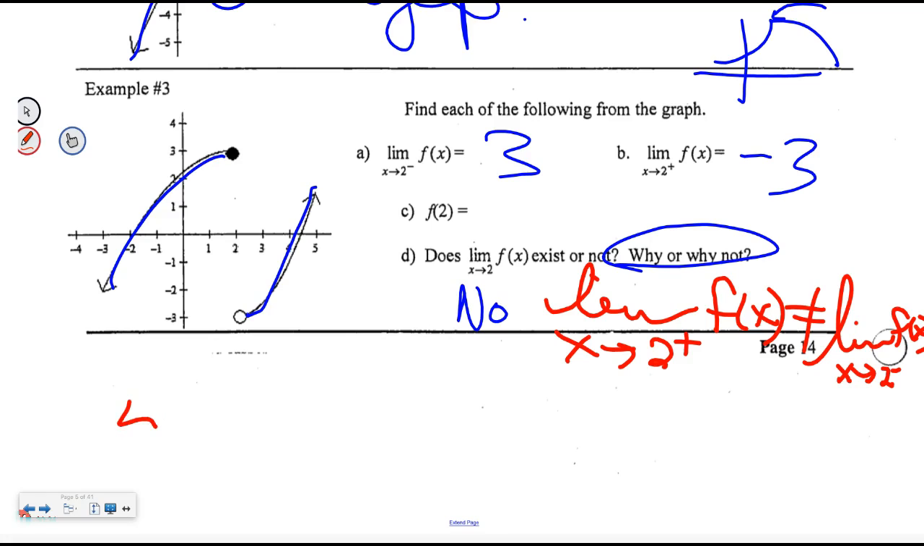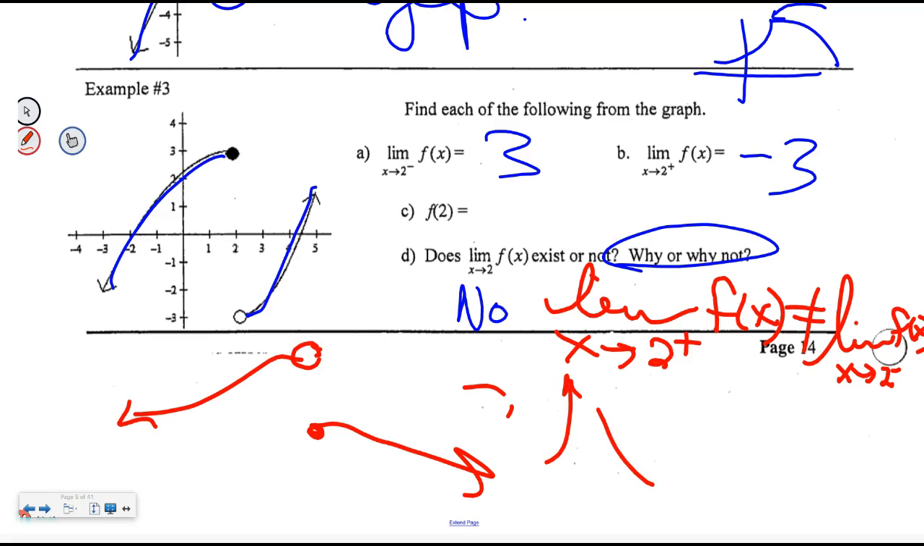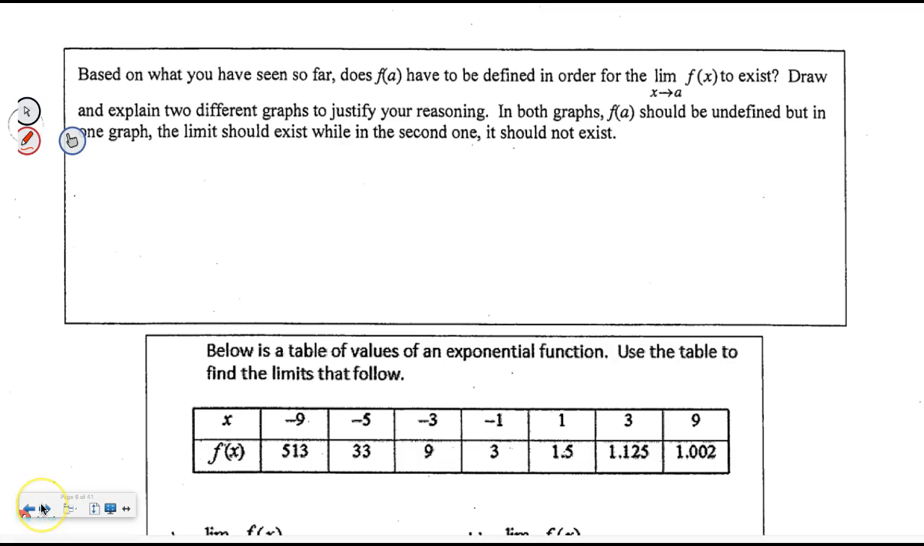Are you ready? Does the limit exist? Yes, it's right there. Does the limit exist? Yes, it's right there. Does the limit exist? No. Does the limit exist? No, but we're going to call it what? Infinity, which doesn't exist. You get it? All right, we're nodding. Awesome, I love it. Let's go to the next page.